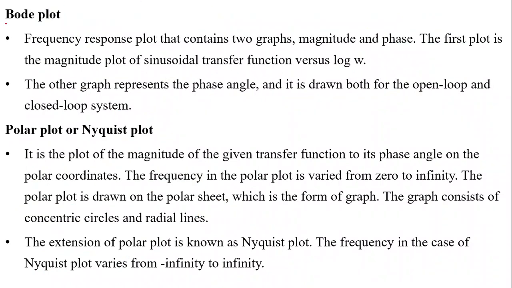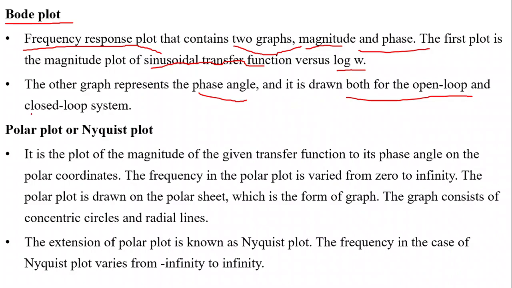The first one is the Bode plot. The Bode plot is a frequency response plot. It contains two graphs: one is the magnitude plot and the other is the phase plot. The magnitude plot is drawn between the sinusoidal transfer function magnitude and the logarithmic value of the frequencies. The other graph represents the phase angle plot, and it is drawn both for open loop systems as well as for closed loop systems. So these are the short descriptions of the Bode plot. This will be briefly discussed in our upcoming video.